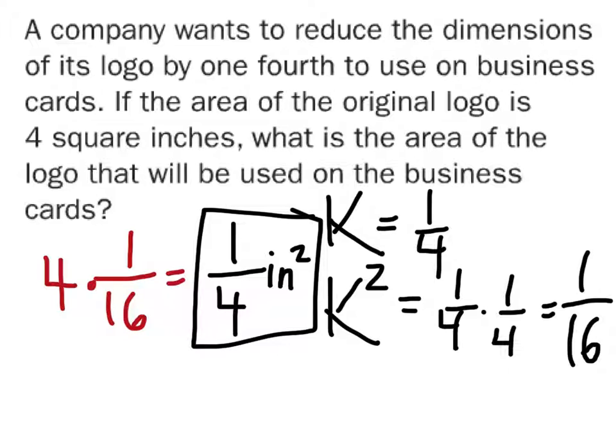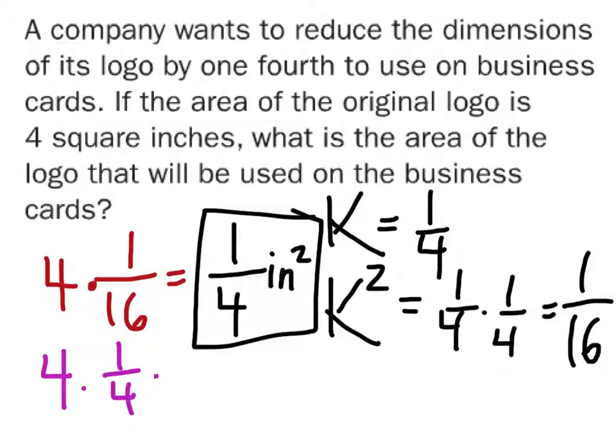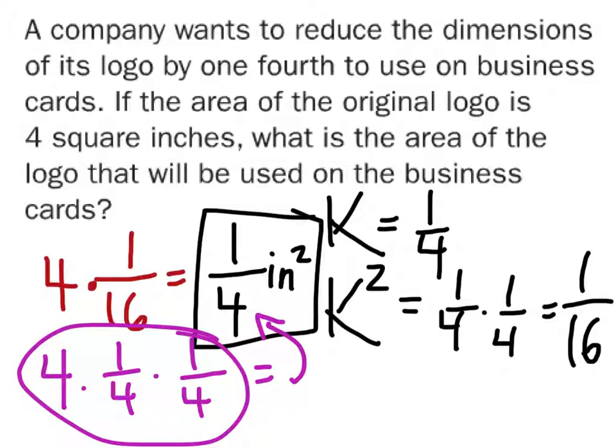Okay, so be careful with this area scale factor stuff. I could have done it the way that I did that other example, where I could have done 4 times 1/4, which is the scale factor. But I would have to multiply it by the scale factor again, and that would give me the same answer up here. Yeah, there's a lot of 4s there, so don't get confused that the answer, 1/4 square inches, is the same number, 1/4, as the scale factor, but we figured out that that is the area. And you can put this stuff into your calculator, and it'll give you the same thing.